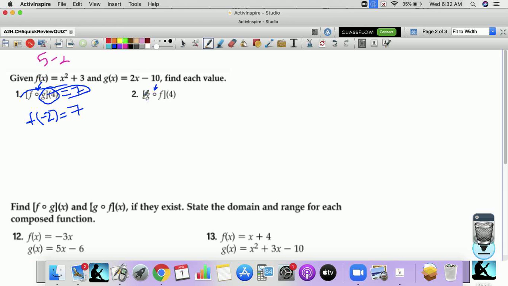Next, we have g of f of 4, so that means we're going to do f of 4 first. So I'm going to take 4, and I'm going to plug it into my f function. So 4 squared is 16, 17, 18, 19. So now I'm going to do g of 19. I'm going to take 19, plug it into my g function. So 2 times 19 is 38. 38 minus 10 is 28. So I get that g of f of 4 is going to equal 28.